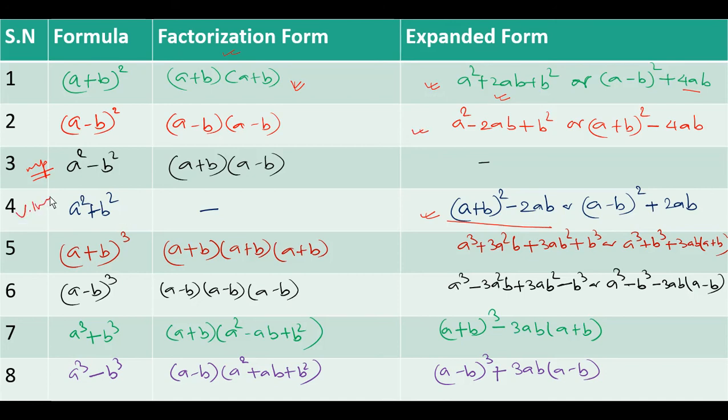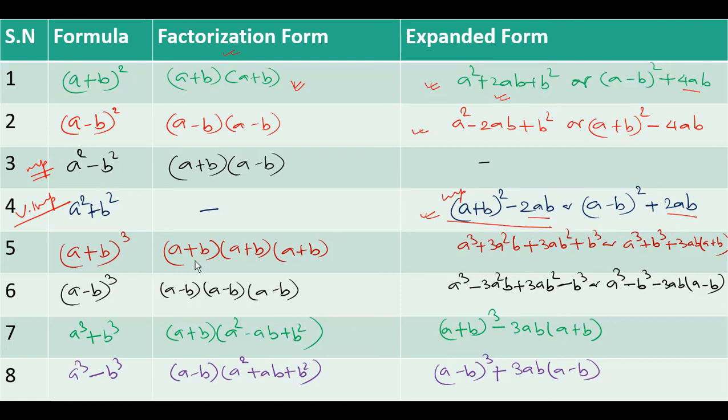This is VIMP. We will be applying this formula many times in grade 9. So a plus b whole square minus 2ab, or if necessary a minus b whole square plus 2ab, we will be using. So this is a very important formula.